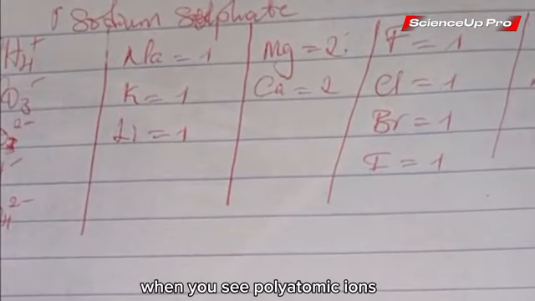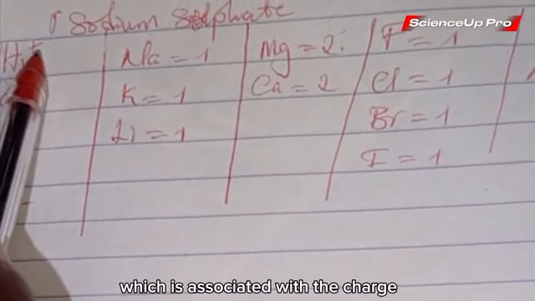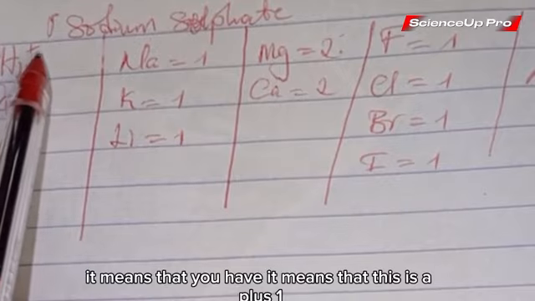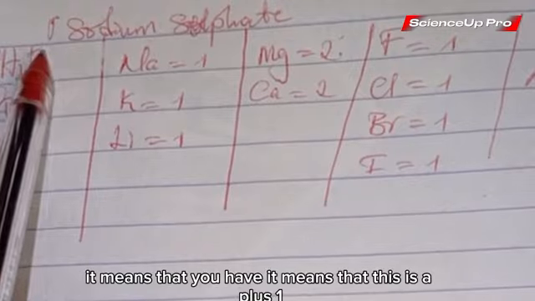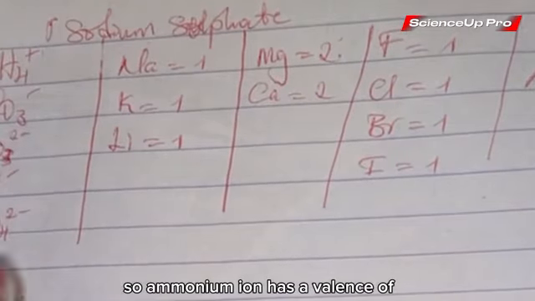When you see polyatomic ions, their valencies will be picked from the number which is associated with the charge. When you have ammonium plus, it means that this is a plus 1. So the 1 there is the valency of ammonium. So ammonium ion has a valency of 1.